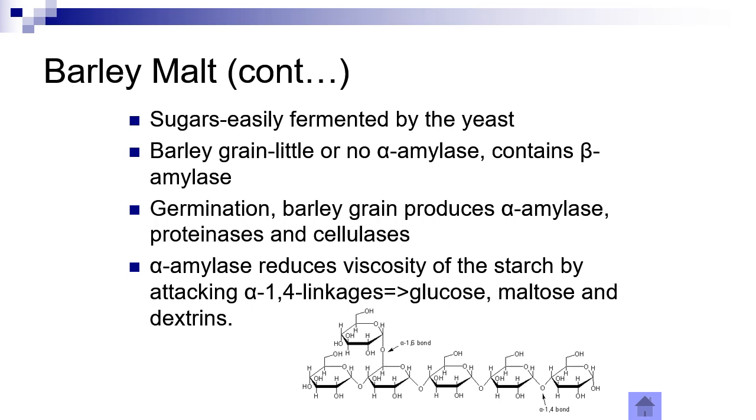Barley grain contains little or no alpha amylase, only beta amylase. After the germination process, barley grain produces alpha amylase, proteinase, and cellulase. Alpha amylase will reduce the viscosity of the starch by attacking alpha 1,4 linkages to produce glucose, maltose, and dextrin.